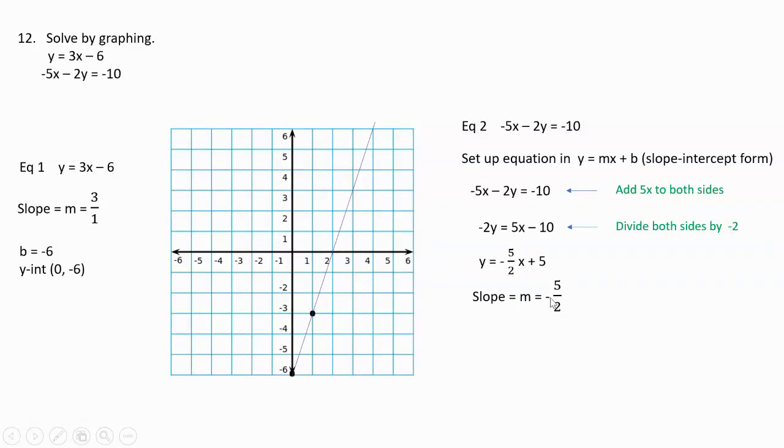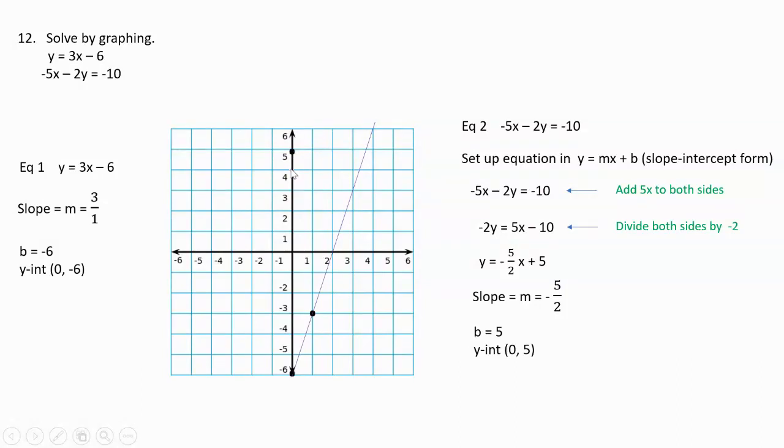So then that means that we're going to go down 5 and 2 to the right. From where? From my starting point, which is my b, the y-intercept. So the (0, 5) is my starting point. So let's go to the graph. Let's go to (0, 5). It's going to be up here, (0, 5).